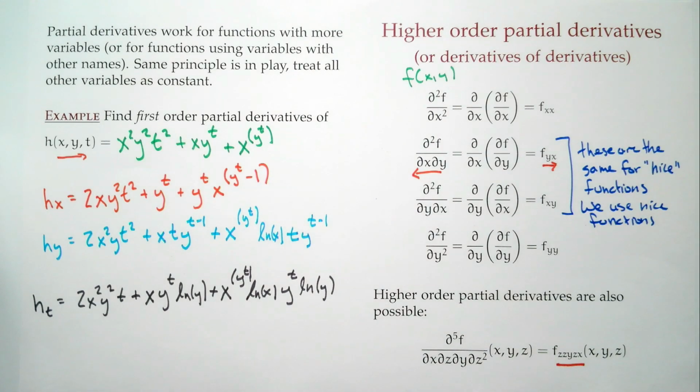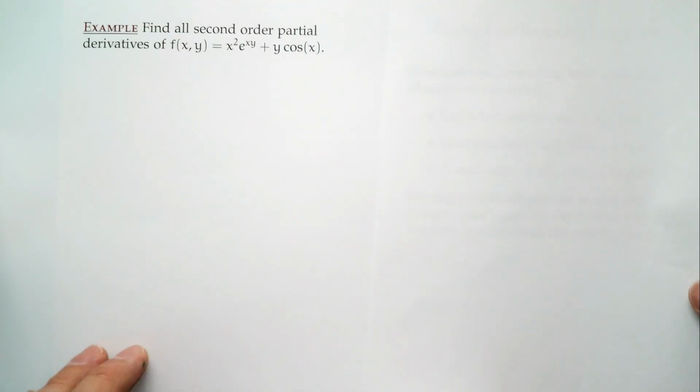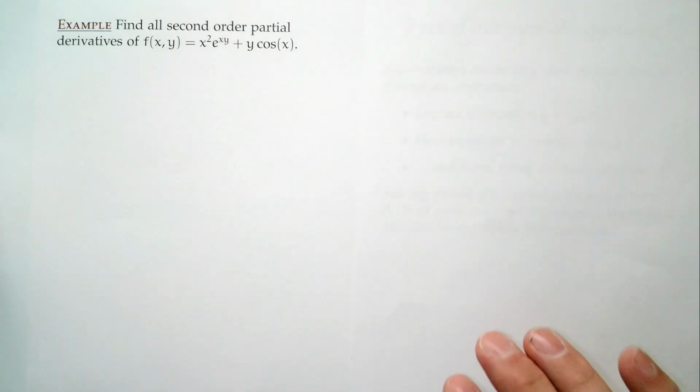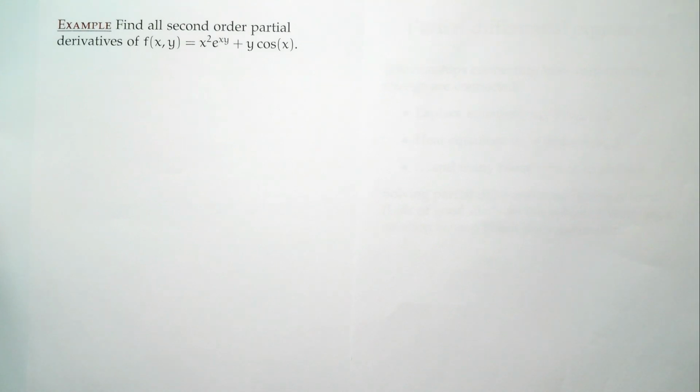So let's do a quick example. Find all second order partial derivatives of the following function: x squared e to the xy plus y cosine of x. All right. So we're going to find all of them, which means we're going to find 4, because there are 4 different second order partial derivatives. In the future, you can skip 1 and just do 3. But for now, we're going to do all 4.